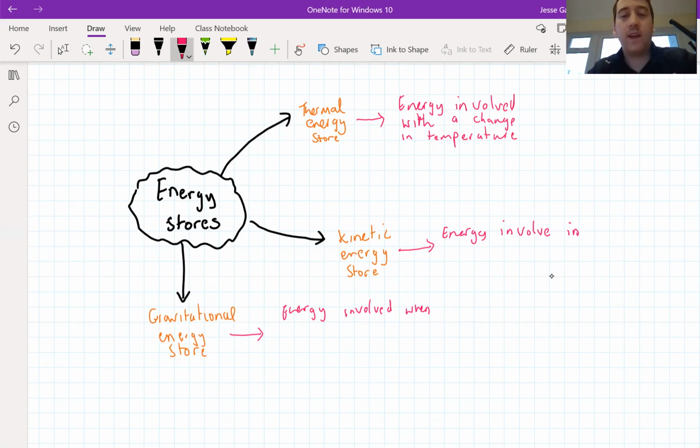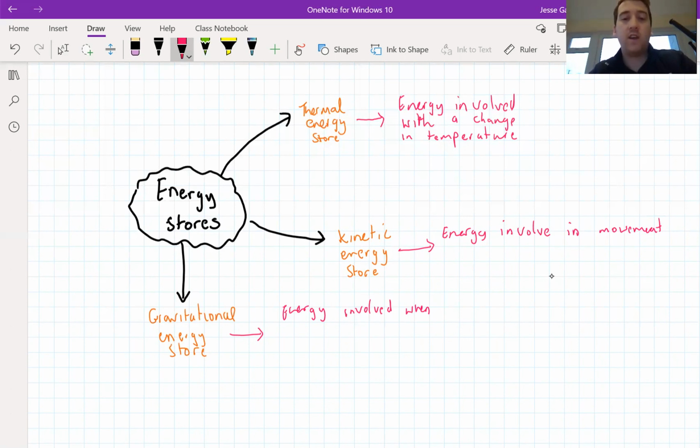Okay, so hopefully you said the kinetic energy store is energy involved in movement. So whenever an object moves, we say the kinetic energy store is involved. Energy is being added to the kinetic energy store to make it move or to make it go faster. To make it go slower, then energy would be leaving or lost from the kinetic energy store.